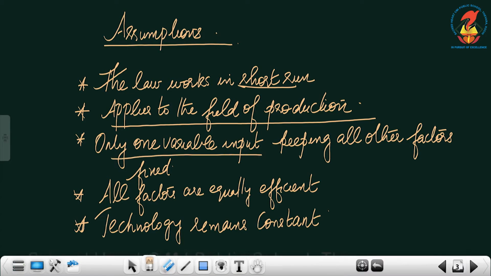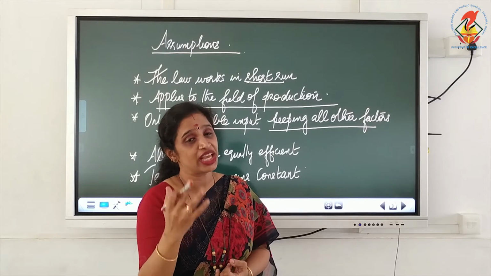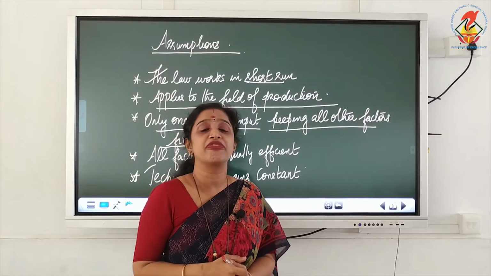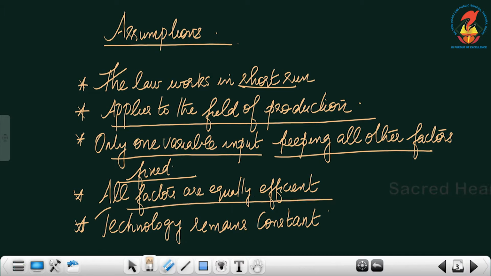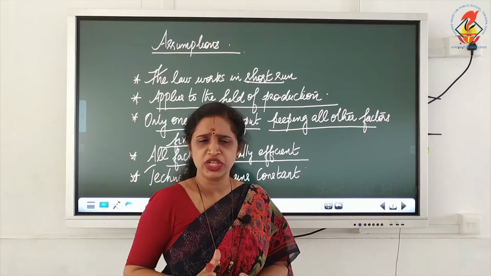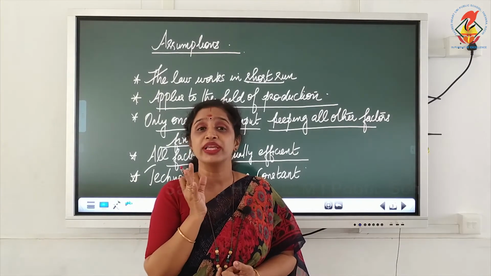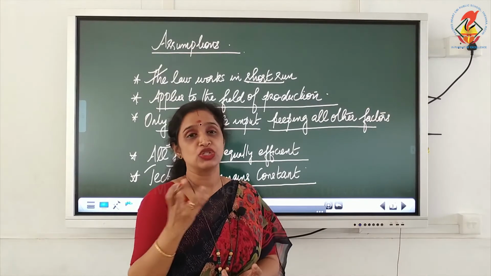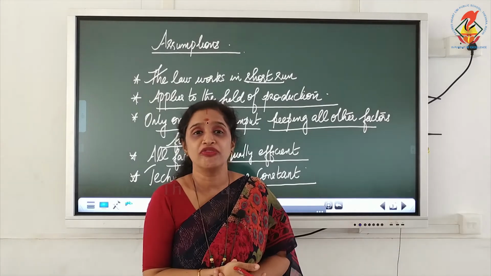Only one variable input is changed, keeping all other factors fixed. So the theory works under the assumption that only one variable factor is changed and all other factors are kept constant. Here we have taken the variable factor as labor and the fixed factors as land, machine, etc. Next, all factors are equally efficient. All the factors used in the production process are equally important and equally efficient. Next, technology remains constant. There is no change in the technology. Based on these assumptions, we can explain the law of variable proportion.